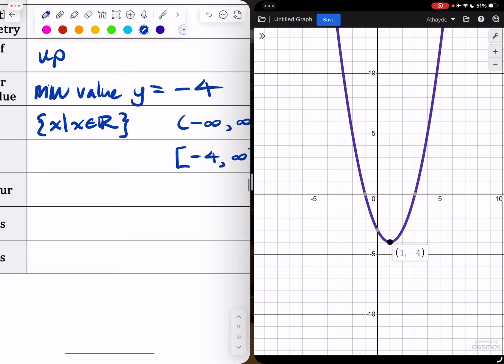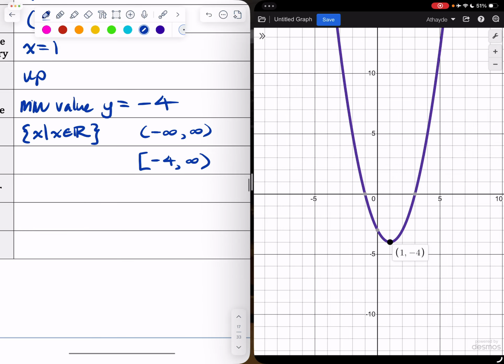And in more of a set notation, that's all of the y's such that we are greater than or equal to -4, but we are still talking about real numbers.